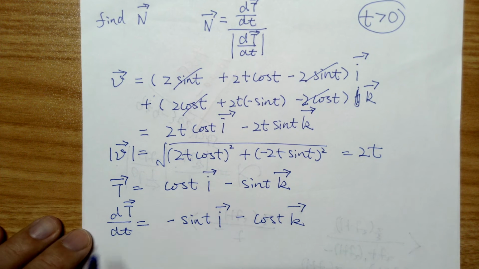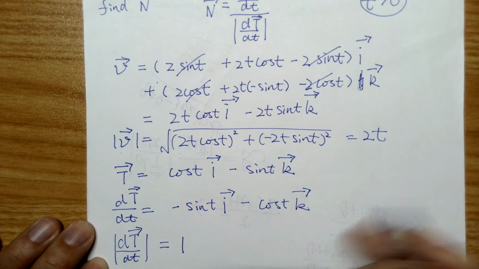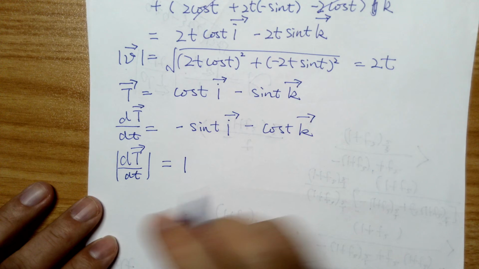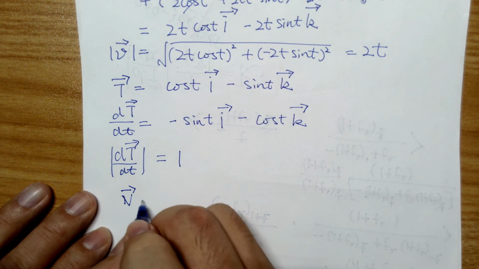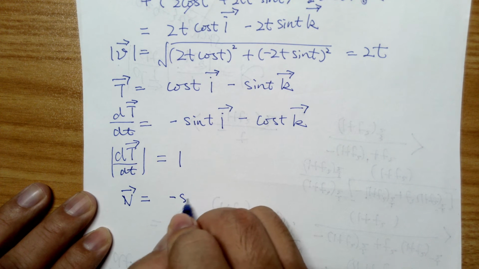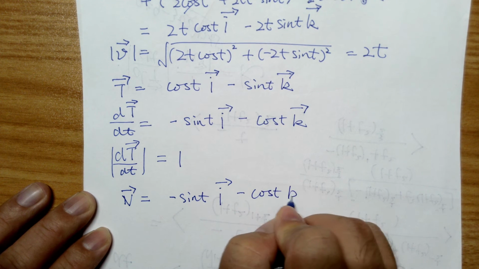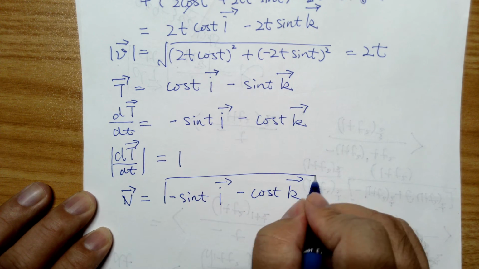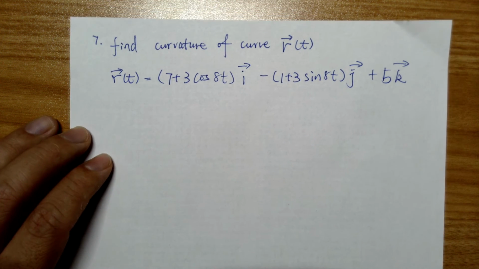And it turns out the magnitude equals 1. So the principal unit normal vector, which is just dT, is negative sine t i minus cosine t k. That's number 6. Number 7.